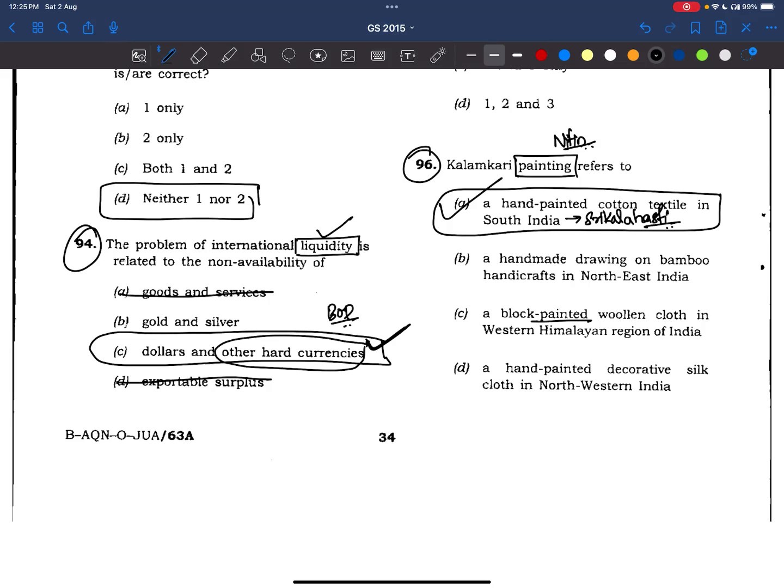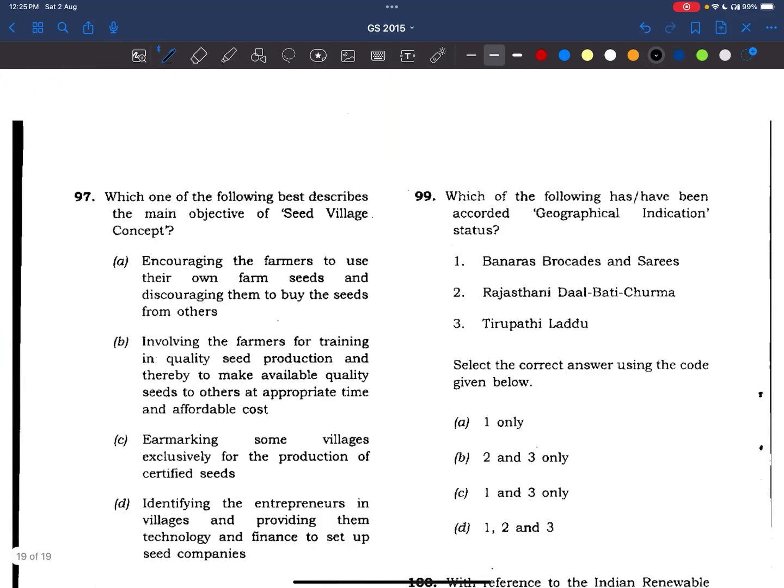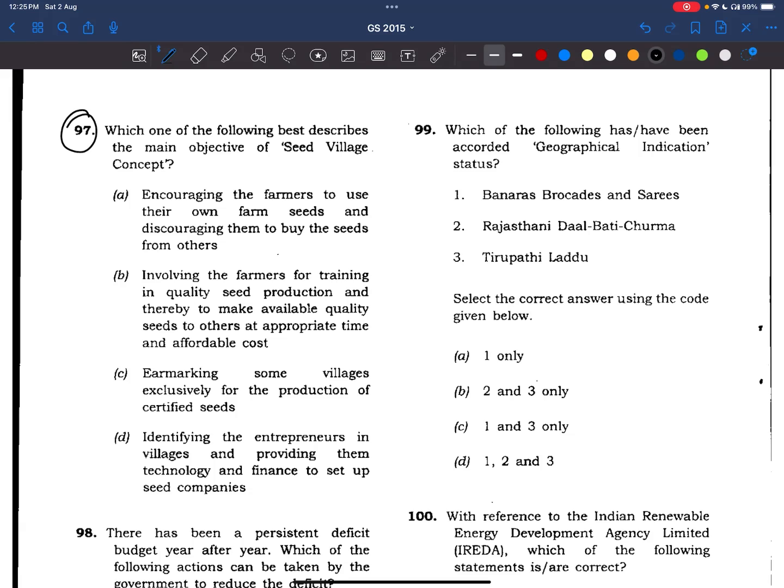Right? See here, this painting chapter will become important. UPSC has asked many questions on painting chapters. Coming to the 97th question. Which one of the following best describes the main objective of the seed village concept?